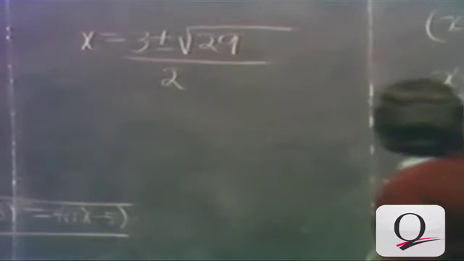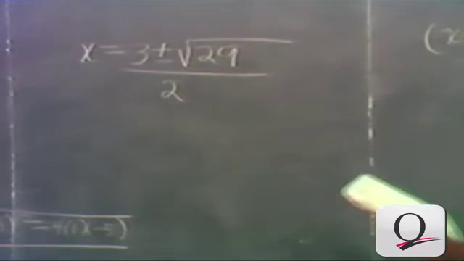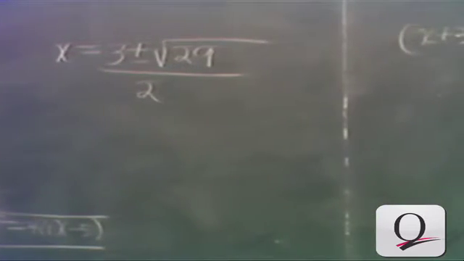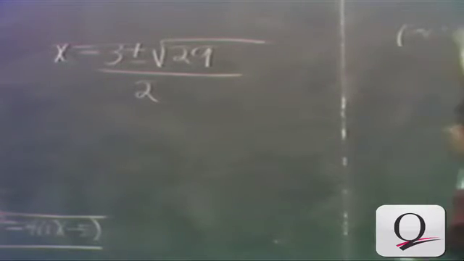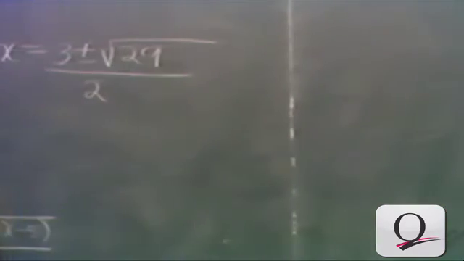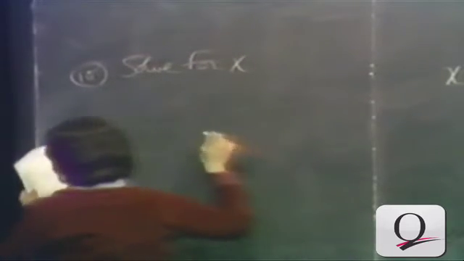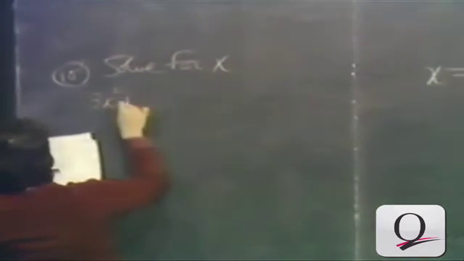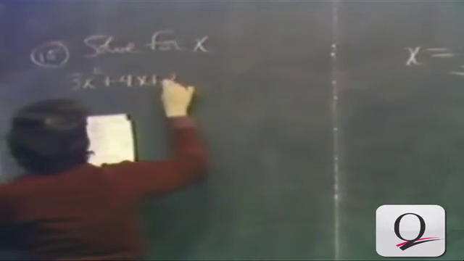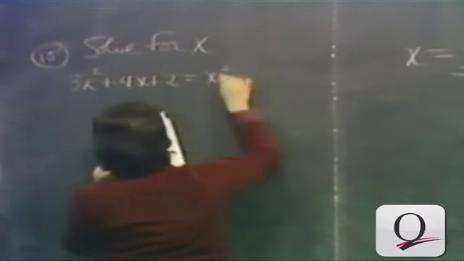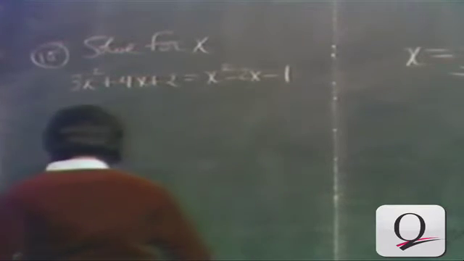Okay, for a last example, let's do one more problem by the quadratic formula. Problem 10, solve for x: 3x squared plus 4x plus 2 is x squared minus 2x minus 1.